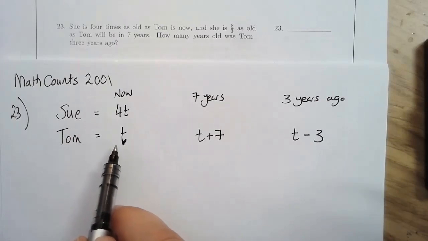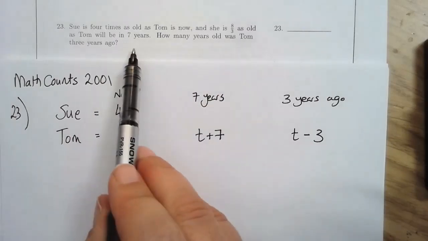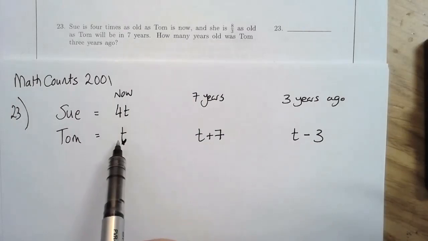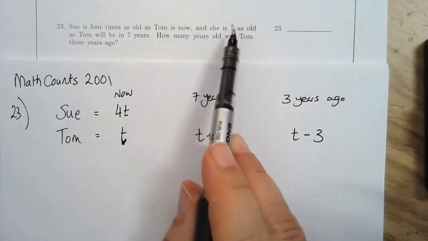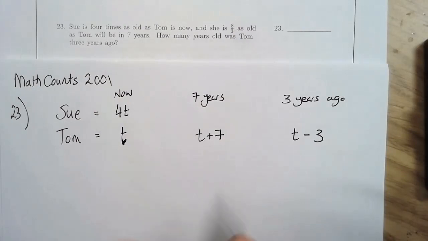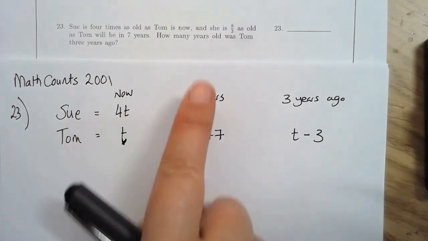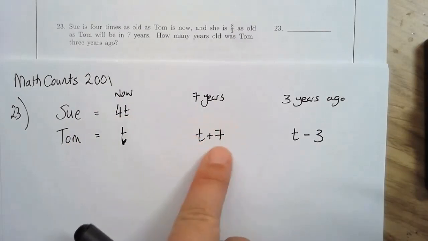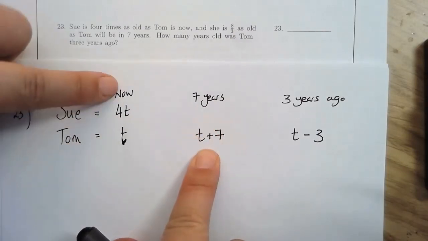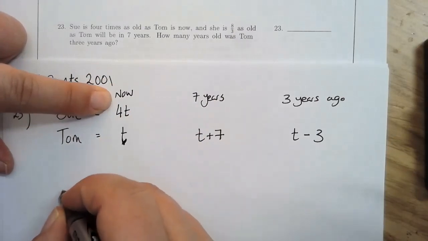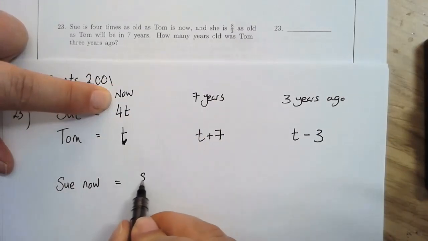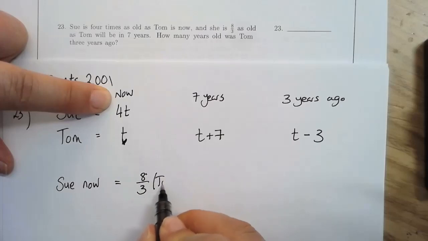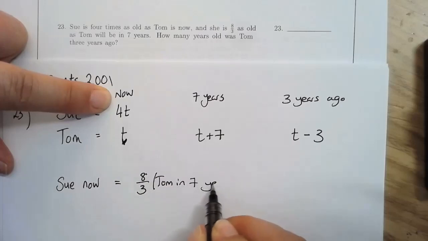Okay, so from the question, we've got Tom's age, which we're heading towards. Sue is 4 times as old as Tom is now. Sorry, Sue now is 8/3 as old as Tom will be in 7 years' time. So this is where Tom is now, this is where Sue is now. The question says, and it's a bit confusing, Sue now equals 8/3 of Tom in 7 years' time. Okay, so that's what we've got.